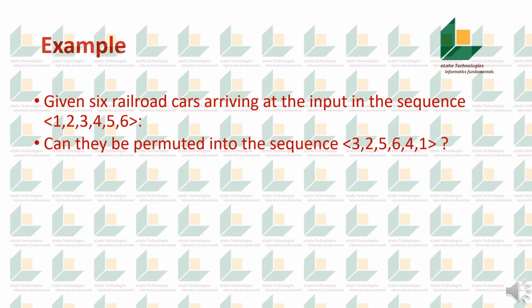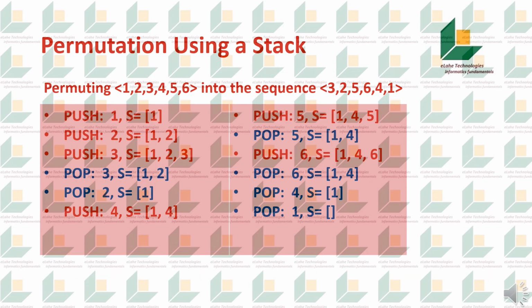We consider another example. We are given the arrival sequence of cars as 1, 2, 3, 4, 5, 6. We need to determine if the sequence can be transformed into the sequence 3, 2, 5, 6, 4, 1. The configuration of the stack as the input is processed is shown here. We first push 1, 2, 3 in that order. Then we pop 3 followed by 2. Next, we push 4 and 5 followed by a pop of 5. Next, we push 6. Finally, we pop 6, 4, 1. The elements popped generate the sequence 3, 2, 5, 6, 4, 1.